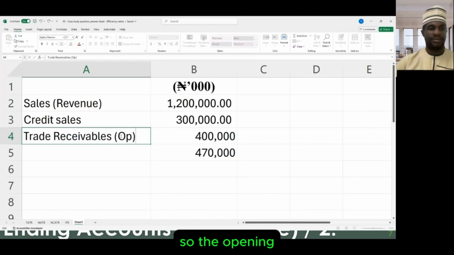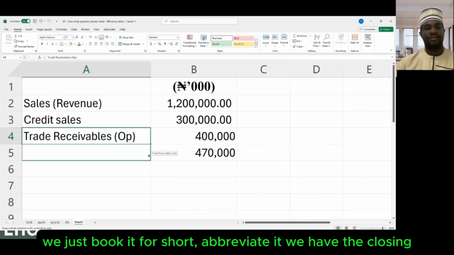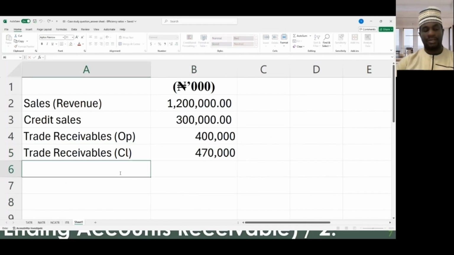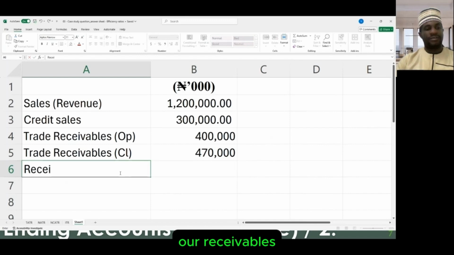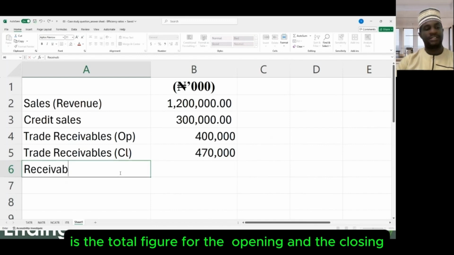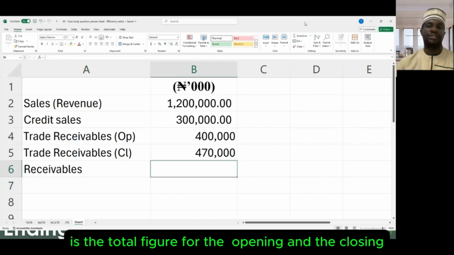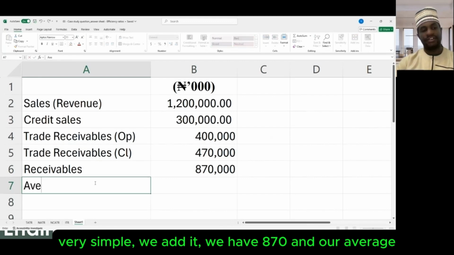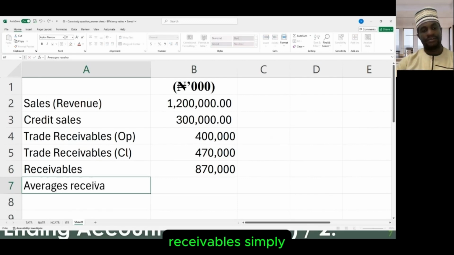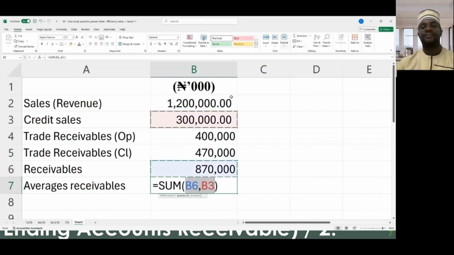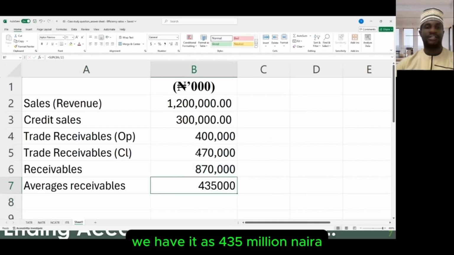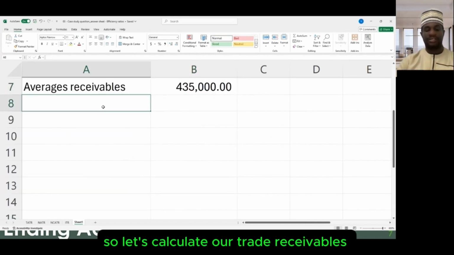So the opening, we just make it for short, abbreviate it, have the closing. So our receivables is the total figure, the opening and the closing. Very simple. Add it, have 870. And our average receivables, simply the receivables opening and closing divided by 2. We have it as 435 million naira.